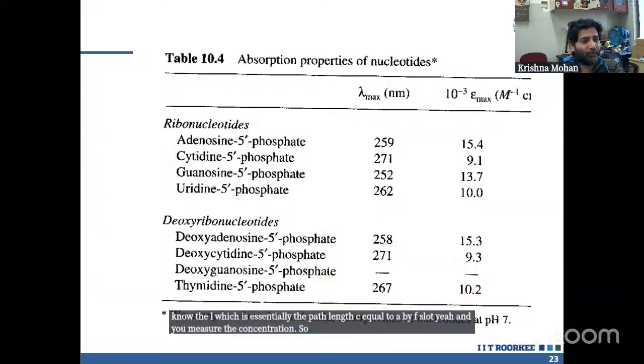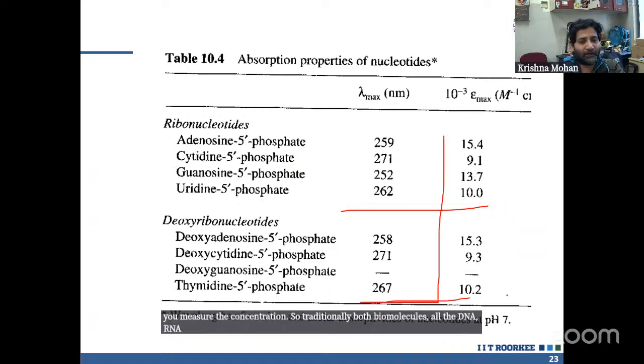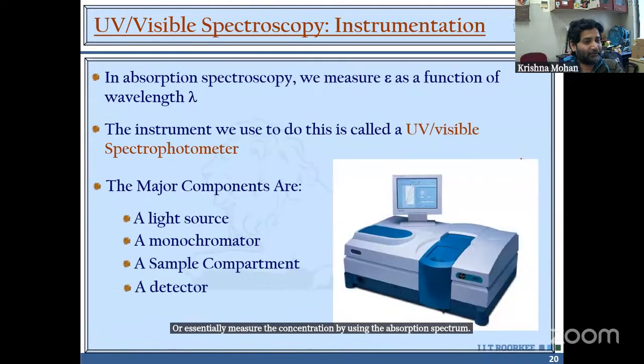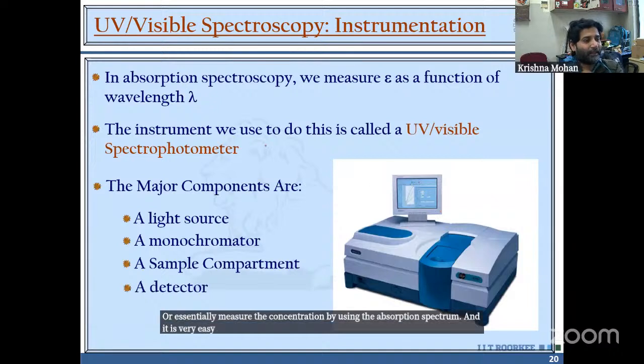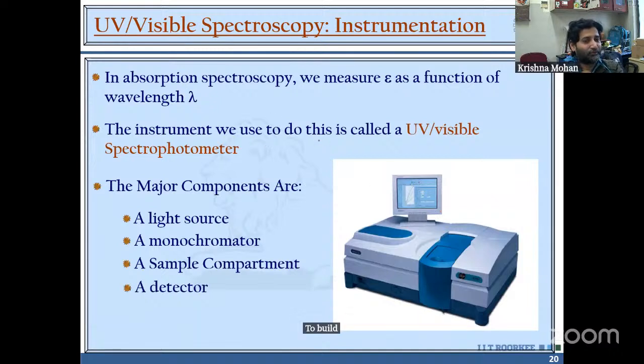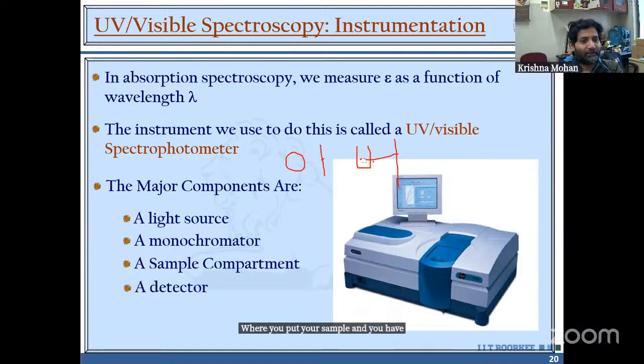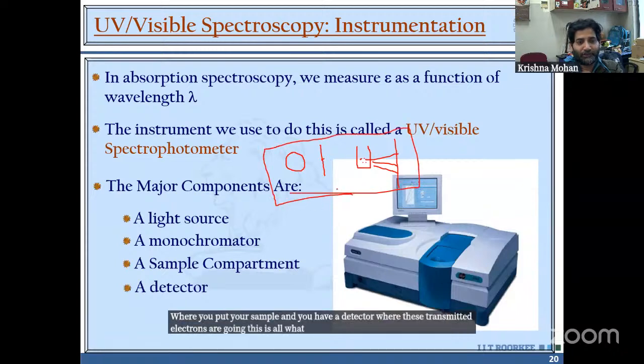So traditionally, biomolecules like DNA, RNA, and everything else have their concentration measured using absorption spectroscopy. And it is in fact very easy to build a UV visible spectrometer. There is nothing much in it. Of course, you have a light source, a monochromator where you can select which wavelength you are measuring, a sample holder where you put your sample, and a detector where the transmitted photons go. This is all your UV visible spectrometer is.